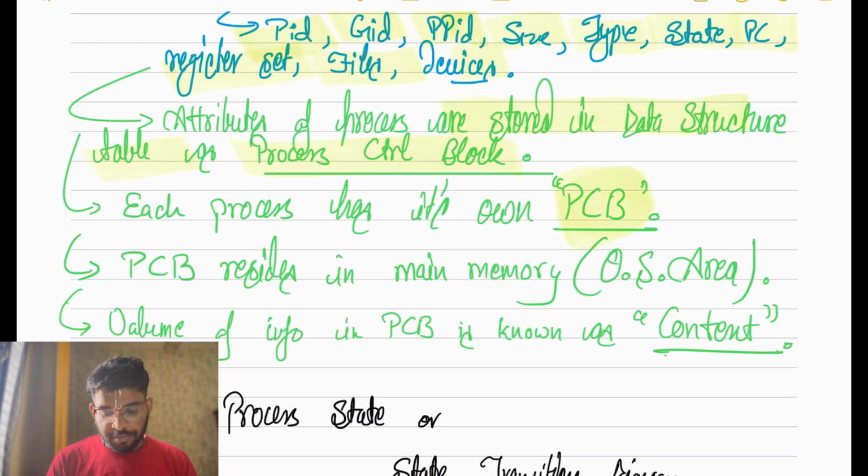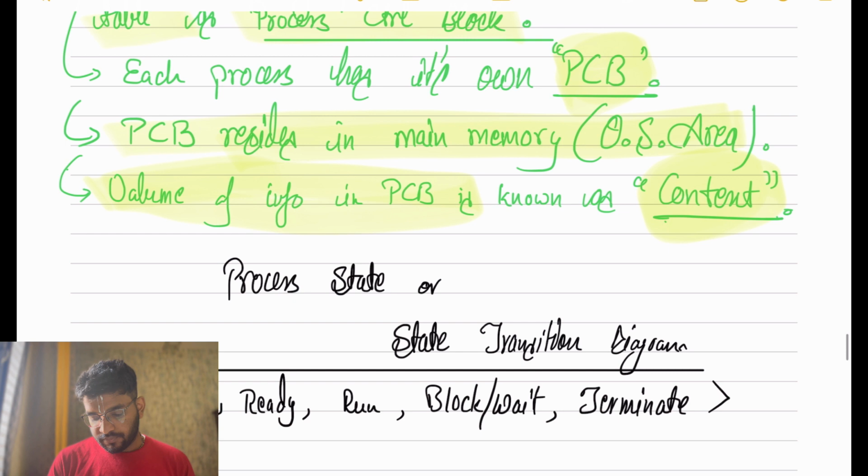Each process has its own PCB, and that PCB is stored in the system area, not the user area. The system area is the part of memory in the OS area, as I've seen. The information stored in the PCB is known as context.